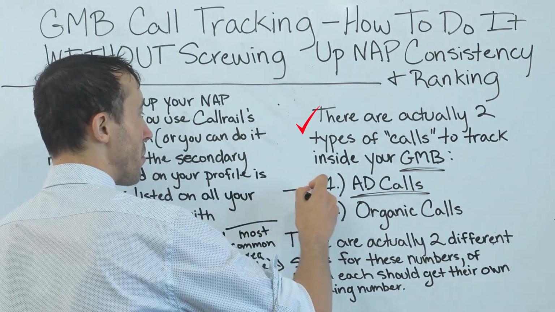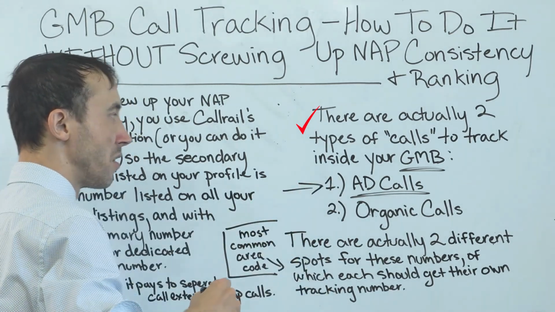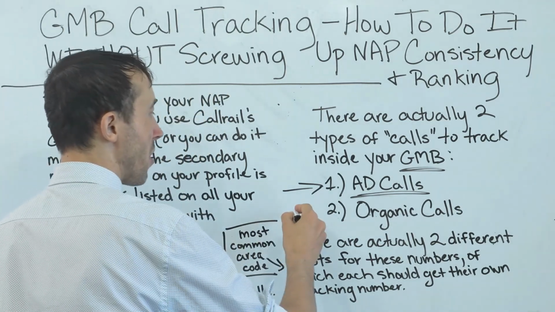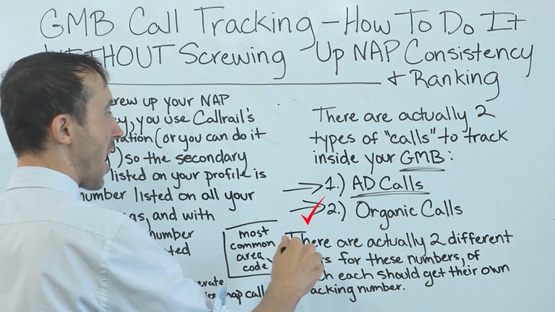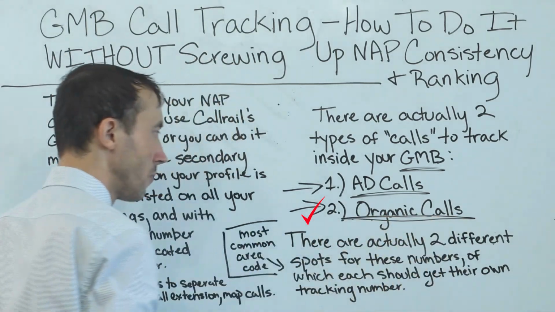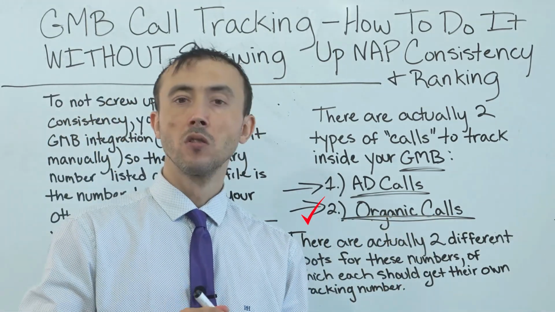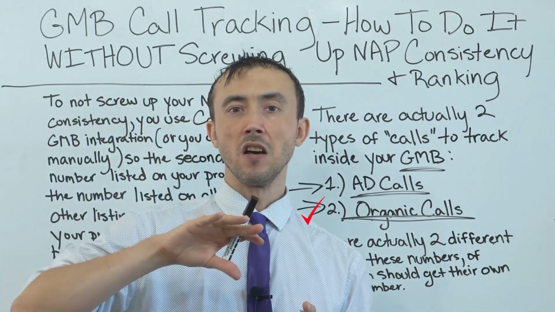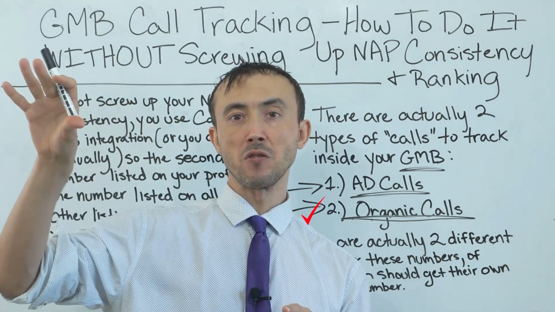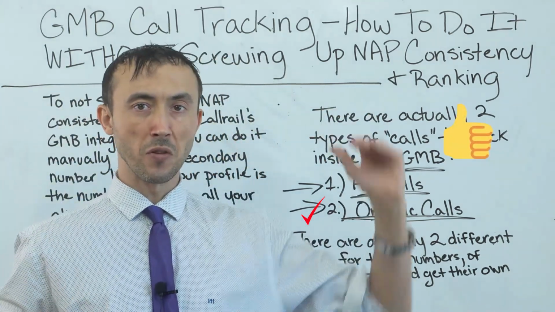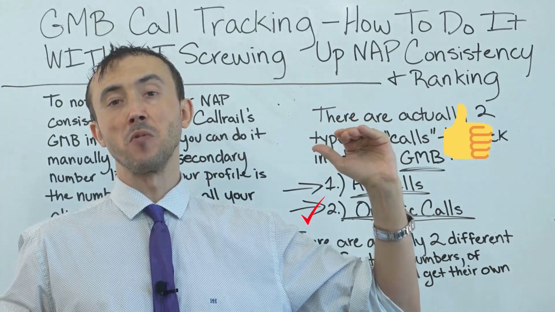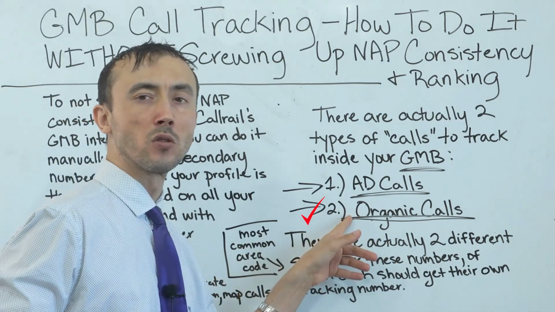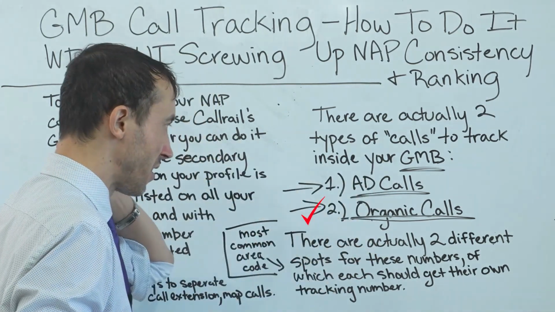If the phone number showing in that number 1 spot on the 3-pack is a tracking number, you could track all those calls. But also, going back to what I was saying before, you can track the organic calls on your Google business profile, whether that be when somebody types in your brand name and it shows up on the right-hand part of the screen for the user, or it shows up in the 3-pack organically, or just on Google Maps organically. You could track those calls, okay? And you could track those calls without screwing up your NAP consistency.